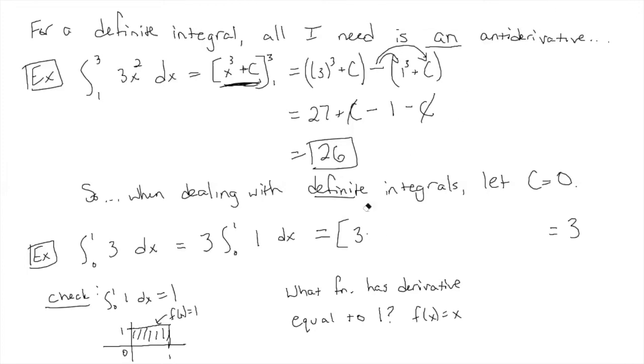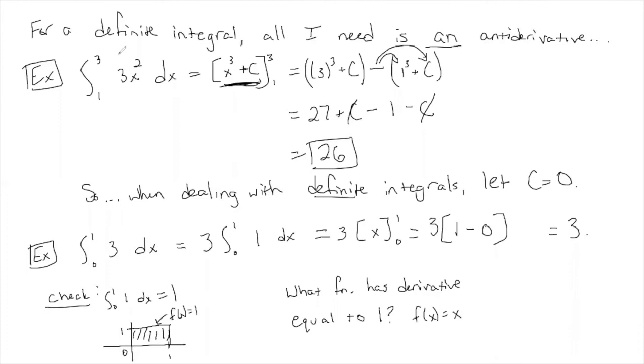Actually, I should be more careful here. The way I have it written, I should say 3 times x. It doesn't end up mattering, but I should be careful. And I evaluate x on 0 to 1. So I have 3 times the value of x when I plug in 1, I get 1, minus the value of x when I plug in 0. So I get 3 times 1 equals 3.